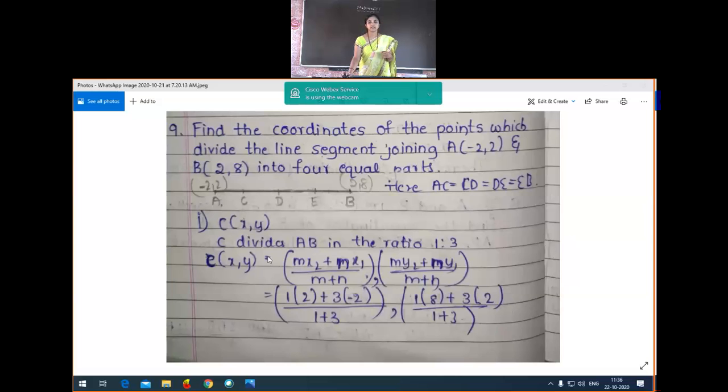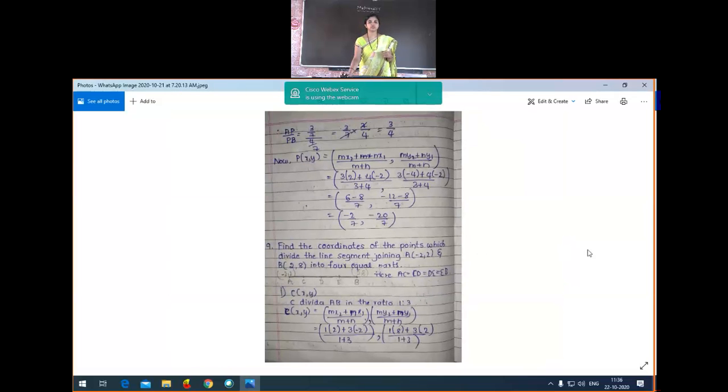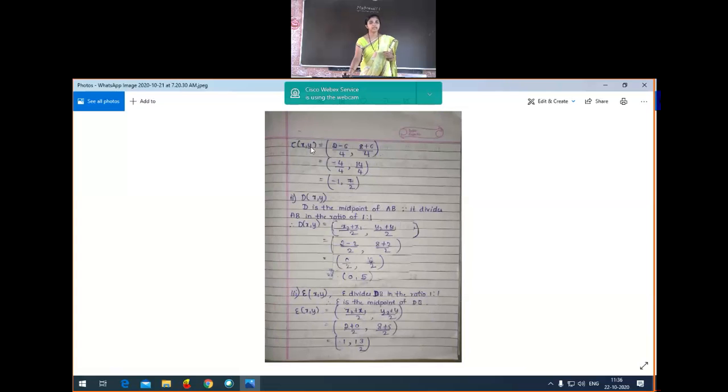So now in the next page we have the solution for this. Actually very simple. Now C of x, y is equal to, after the simplification, minus 1 comma 7 by 2. Next, D of x, y we have to find out. This D of x, y is the midpoint of the AB line, because you just observe the diagram.